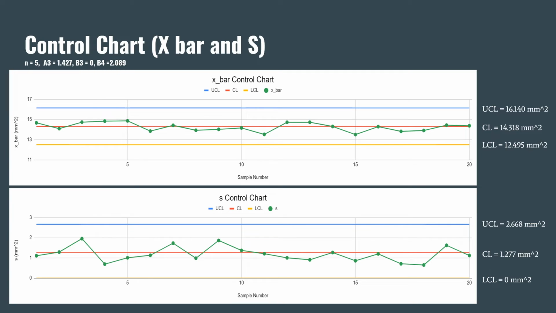100 pancake area data points were collected. The group decided to use a sample size of 5, which gives us the following values for the control limit computation. A3 equals 1.427, B3 equals 0, and B4 equals 2.089. The first 12 samples consist of data collected from the large syringe, and the later 8 samples were collected from the smaller syringe. All data were within the control limits with a random pattern despite the syringe used.